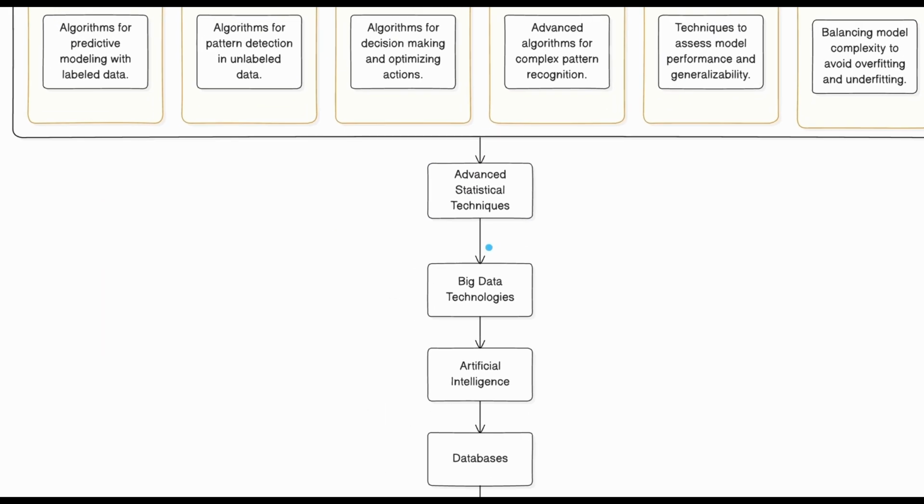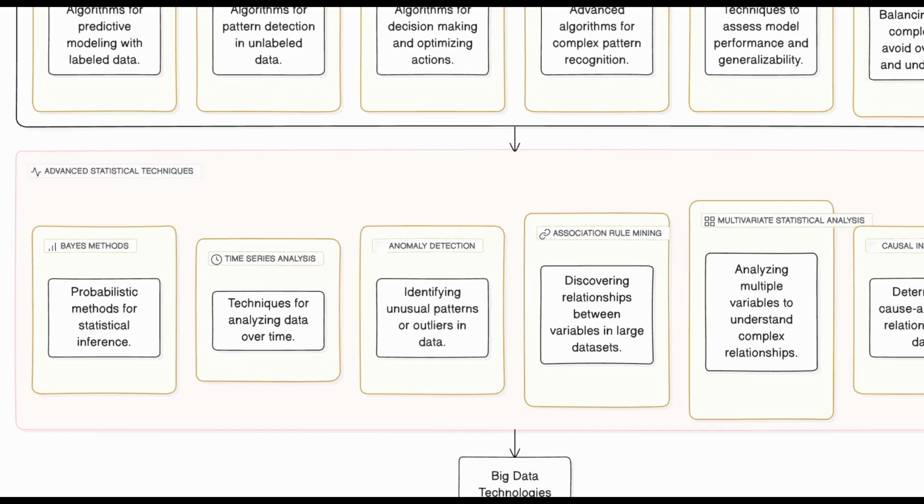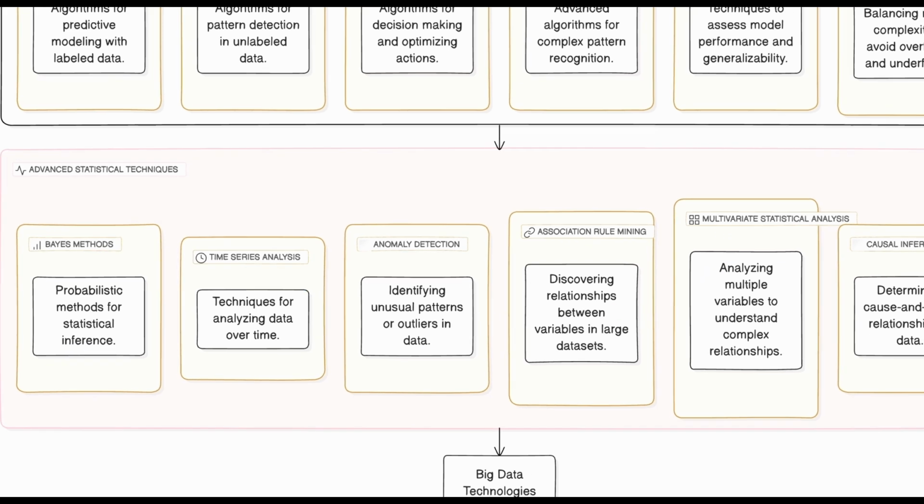Next, we have advanced statistical techniques. Within advanced statistical techniques, there is obviously the Bayesian method, which is a probabilistic method for statistical inference. There is, of course, also the frequentist method. Next, you also want to understand time series analysis, because most of the data today is time series, but you might be working with non-time series data as well. If you're looking at doing some sort of sales forecasting, you probably want to do time series analysis. There are things like anomaly detection, association rule mining, multivariate statistical analysis, etc., which all have their own application.